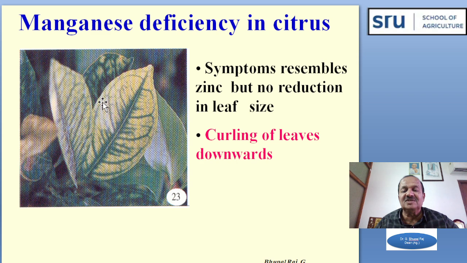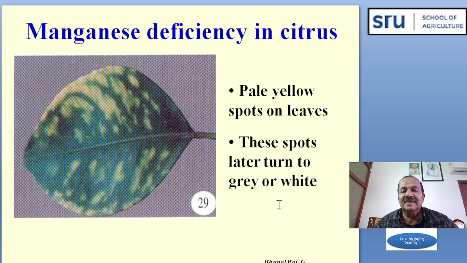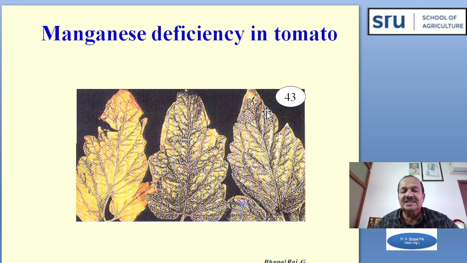The symptoms resemble zinc deficiency, but there is no reduction in leaf size, whereas with zinc there is a reduction in leaf size. An additional symptom is downward curling of the leaves due to manganese deficiency. This is citrus, as I just told you, with pale yellow spots, and later on these spots turn gray or white. This is in tomato.